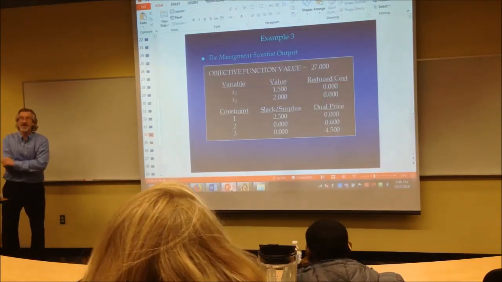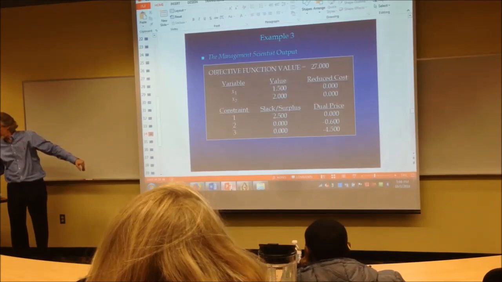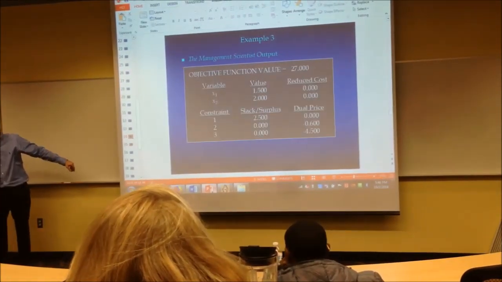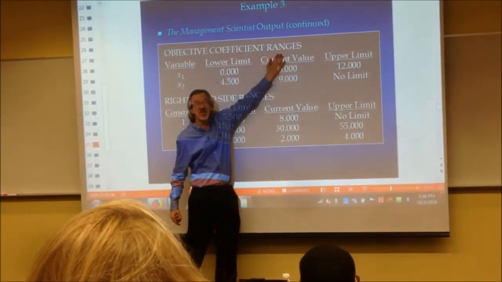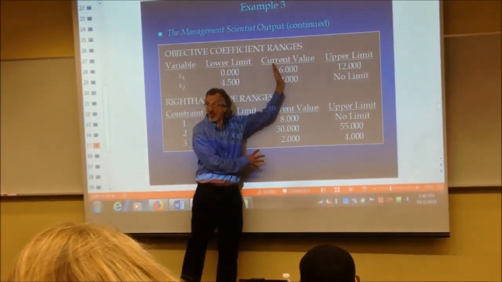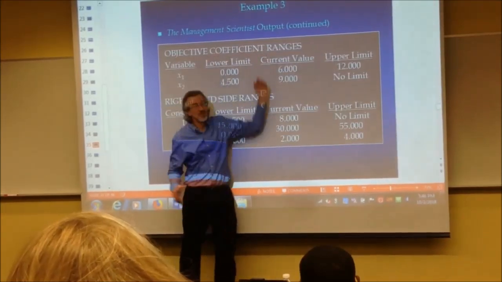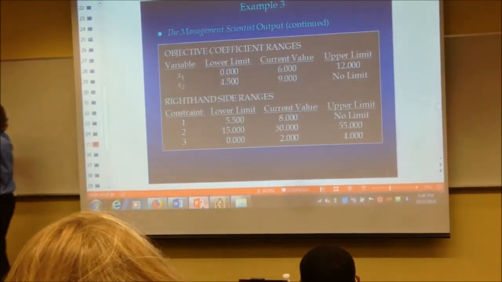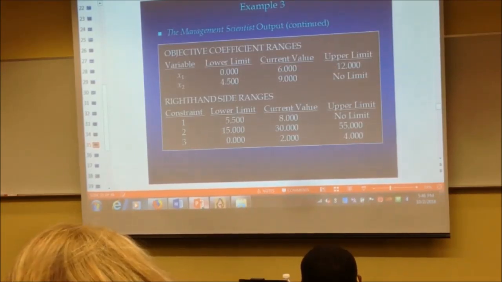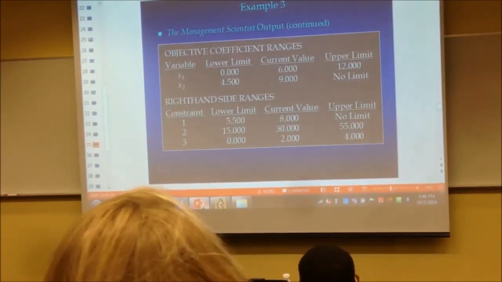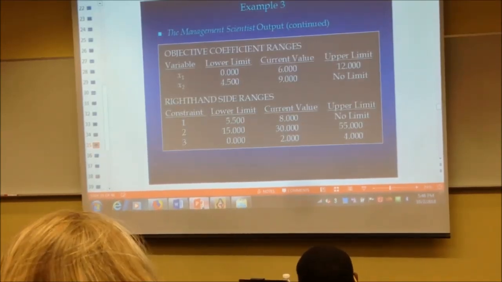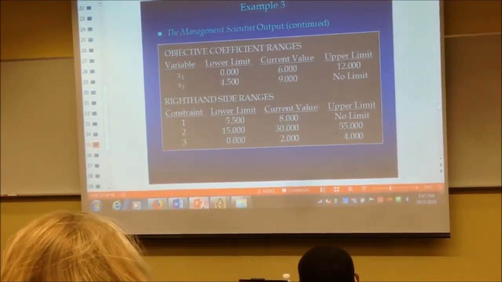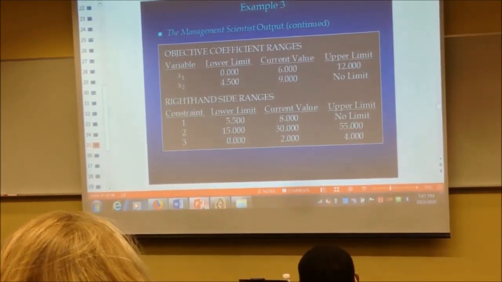Okay. You ready? This is the top half of an old output. Here's the bottom half. What I want you to notice on the bottom half is objective coefficient ranges. On this particular software, it labels it objective coefficient ranges. It's another word for range of optimality, because the coefficients are the numbers in the objective function. And that section is giving you the ranges of optimality, which means the range in which those numbers could change up or down, and the optimal solution is still valid.